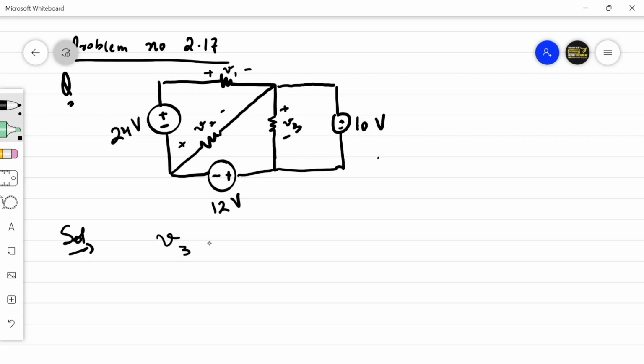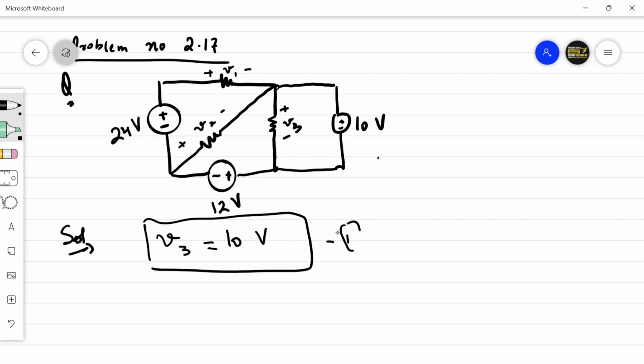Looking at this circuit, we can directly say that across V3, the voltage applied is 10 volts. So V3 will be equal to 10 volts. This is one thing that we have been able to obtain. Now let this be loop 1, this be loop 2, this is loop 3. By applying KVL to loop 3, we have obtained V3 is equal to 10 volts.